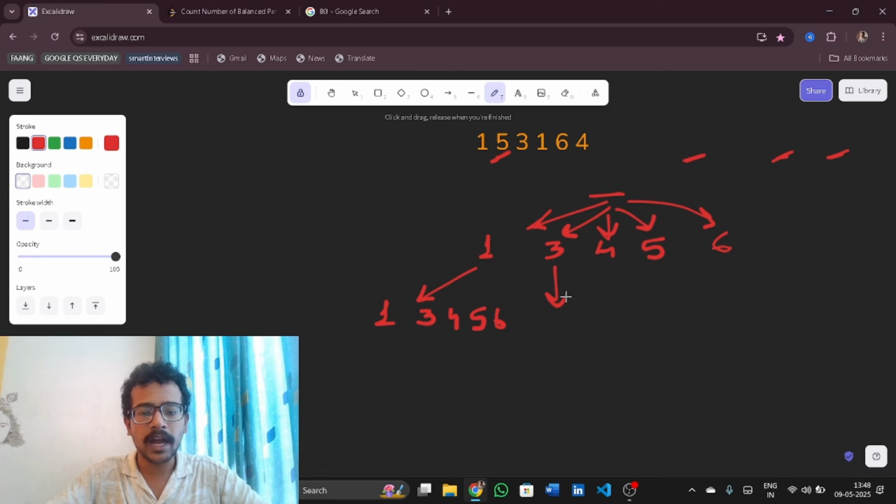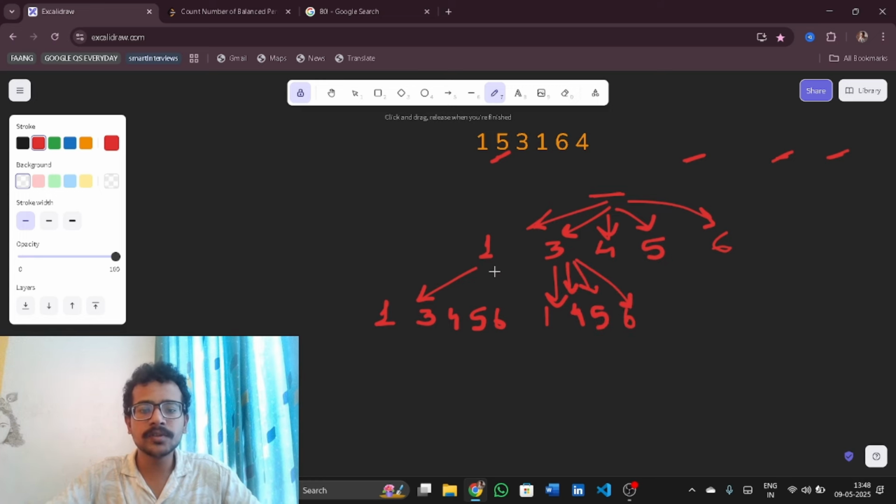For 3 also I have 1. Why not 3? Because 3 is present for only one time. Right. 1 and then again a 1, again 4 and a 5 and 6. But do you need to write this 1 again? Absolutely no need. So I just need to write 1 for just one time.